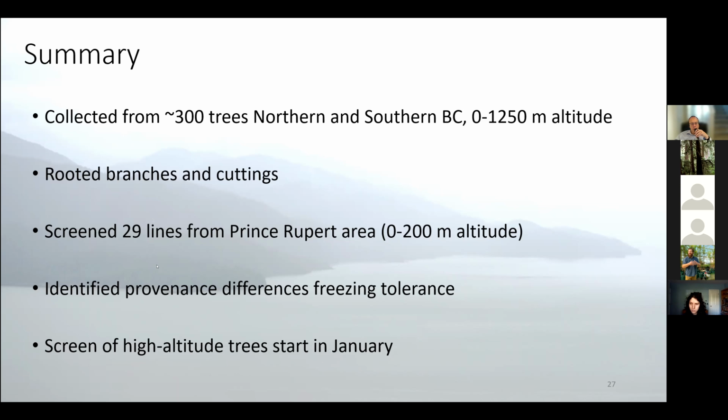We are also going back to the big trees that we collected in the beginning with the helicopter. We have cloned them, made many clones, so we can test them. Can we repeat this with clone material and reduce variation? And we're starting to screen high altitude trees in January.